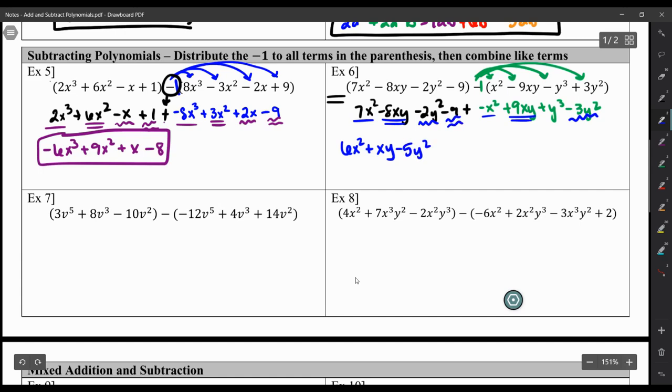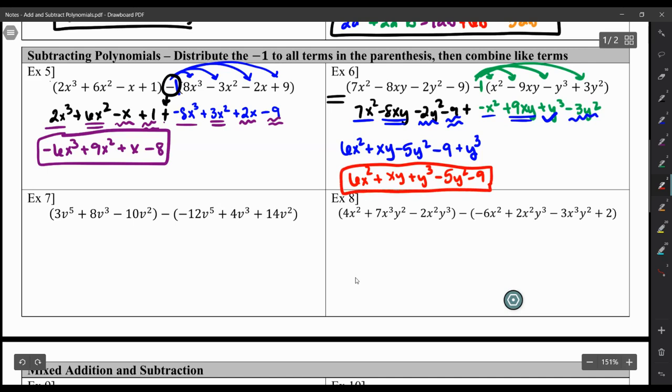We have negative 9, and there is no like term with negative 9, so we're just going to drop down negative 9. And then we have y to the third, which again, there is no like term with y to the third, so we will drop that down as well. Now that we have combined everything, let's make sure the order is correct. So 6x squared plus xy plus y to the third first, then minus 5y squared, then minus 9.